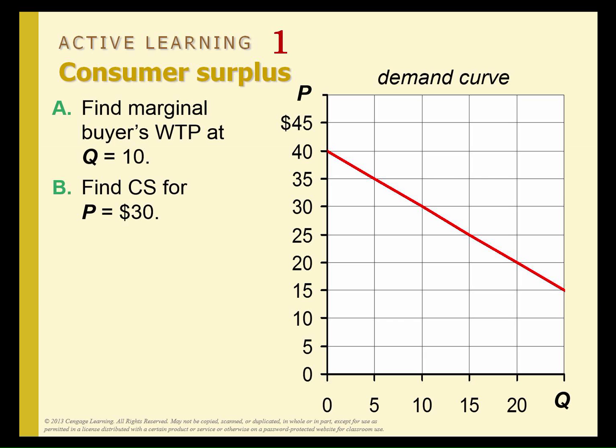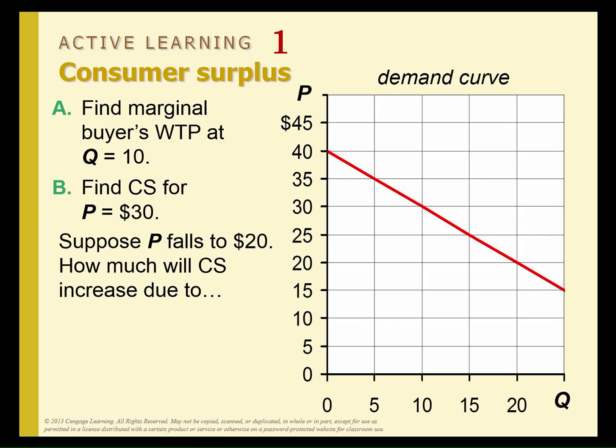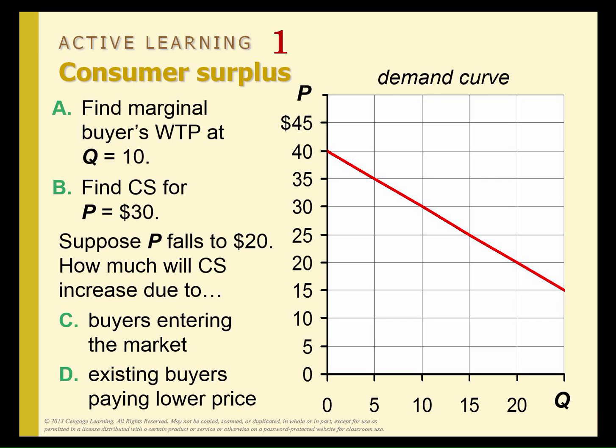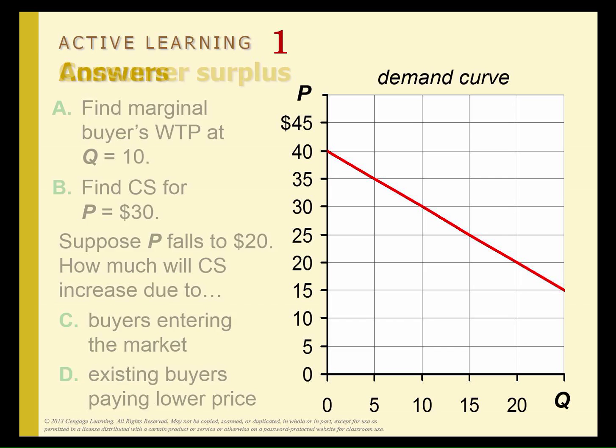So let's do this answer. Find the marginal buyer's willingness to pay for quantity equals 10 and find the consumer surplus for price equals 30 and then drop the price to $20. Okay, and then I want you to decompose it into the 2 pieces. So do this on your piece of paper just like I did in the slideshow, and I will give you an answer as soon as you're ready.